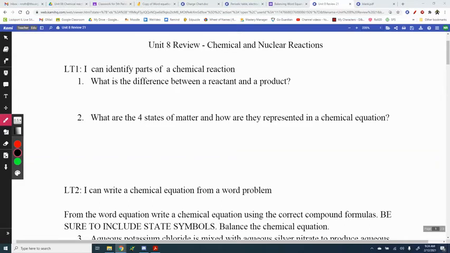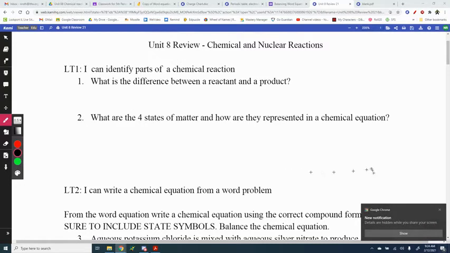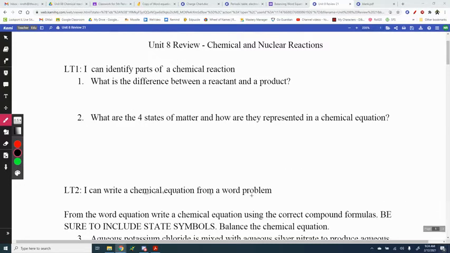All right, so we are going to go through the review for Unit 6. I don't know, this shouldn't say Unit 8, but whatever. So first off, what is the difference between a reactant and a product?